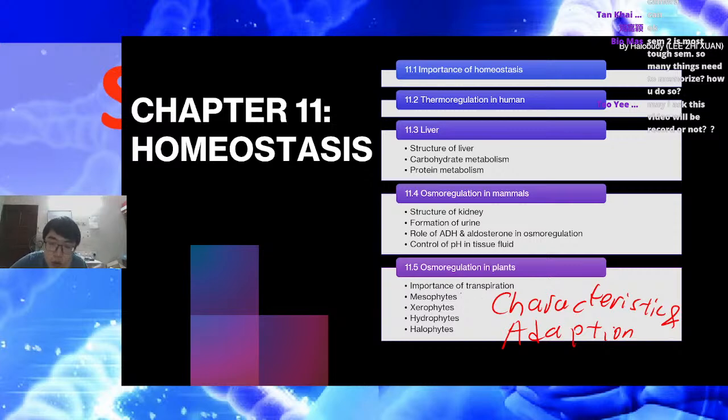So, mesophyte is the normal condition. Yang ni normal plant punya. Xerophyte is a plant that survives at the place tak ada water. Hydrophyte survives banyak water. Surrounding semua ada water. Halophyte survives at the pantai, near the sea. Okay, so this chapter like that lah.